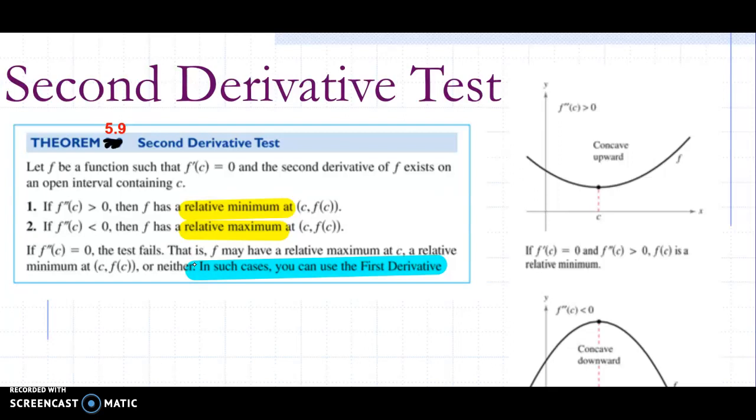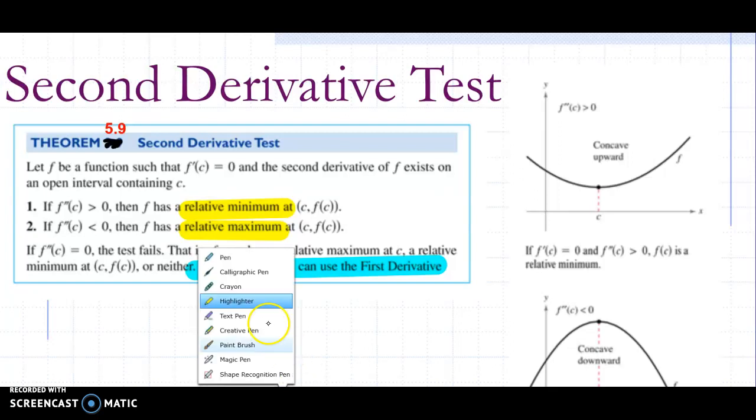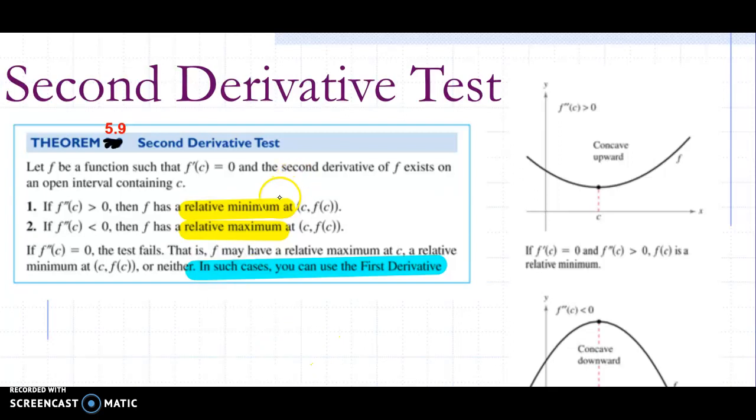Okay? Don't forget, right here, actually right here, I should really say, where it's talking about f double prime of c being greater than 0. Remember, we just talked about what that means. That means it would be concave up. And this part right here, where f double prime of c is less than 0, that would be concave down.